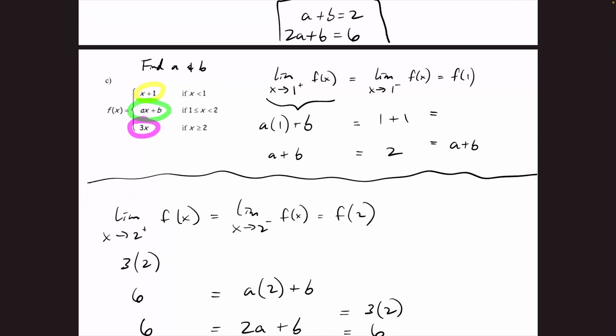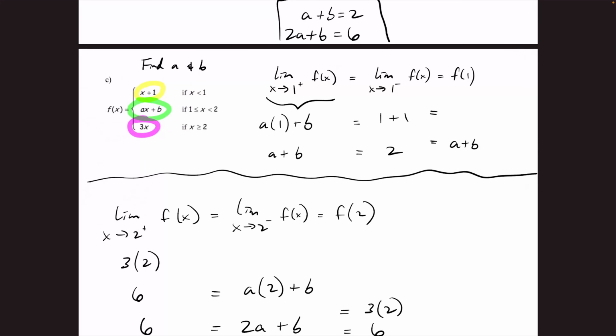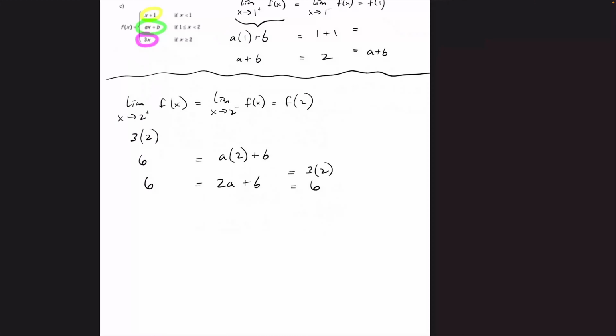Remember that first one that I had, a plus b equals 2. So now I know that if I go 2 times a and then I add b, it has to be 6. How's that going to help me? Well, I'm going to bring them both in now. It will help me. Trust me, we'll get there. So let me write these down.